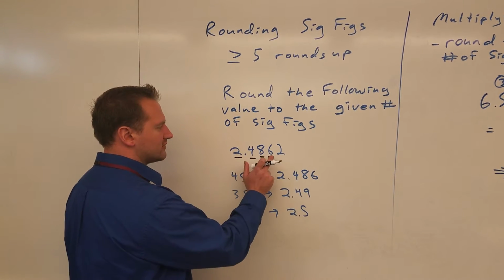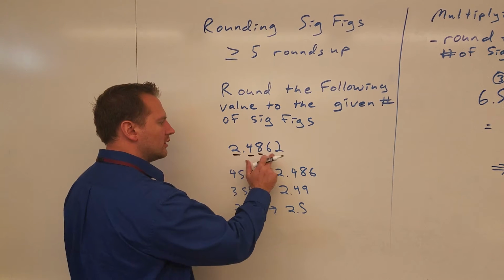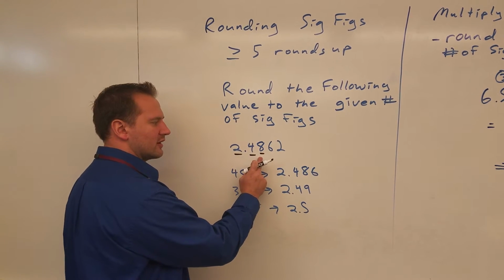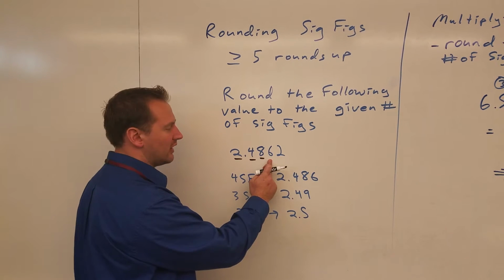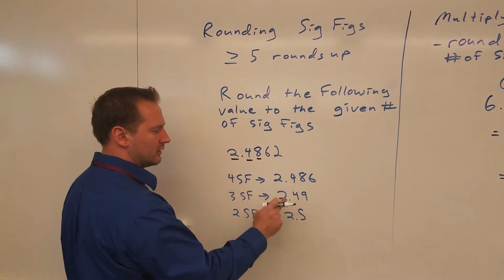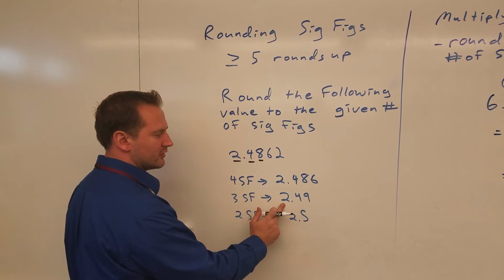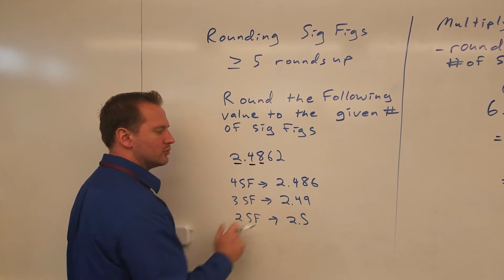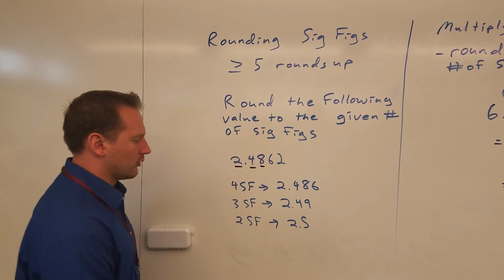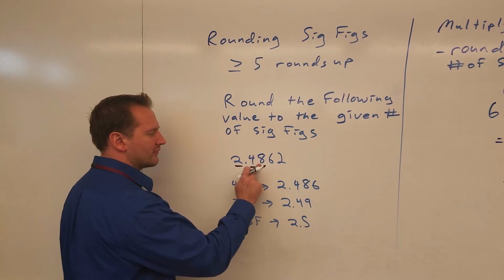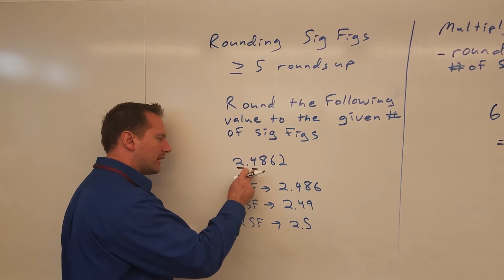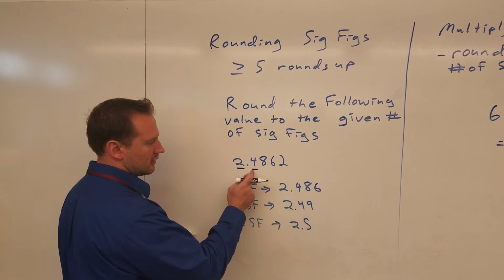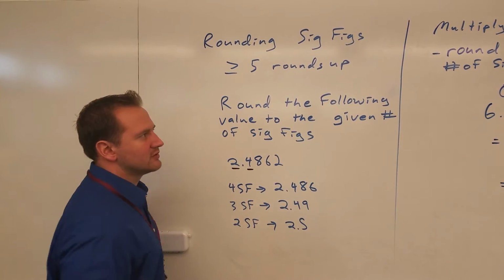If I round to 3 sig figs, I have to look at what this number does to the third significant figure. Since it's a number greater than 5, this 6 will cause that 8 to round up to a 9. So with 3 sig figs, we would say that we know this to be 2.49. And if we were rounding to 2 sig figs, we have to look at how this number impacts that one. So it would become a 2.5, as we can see here.